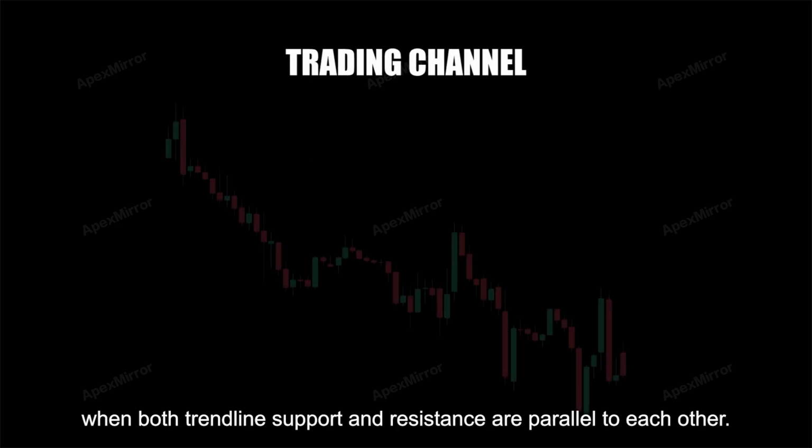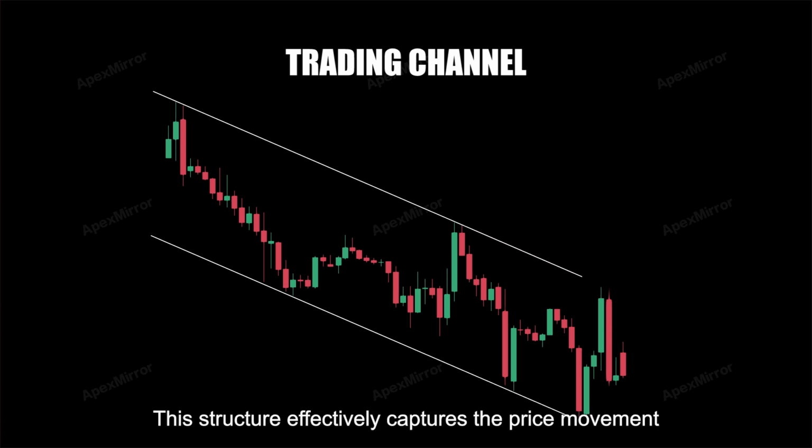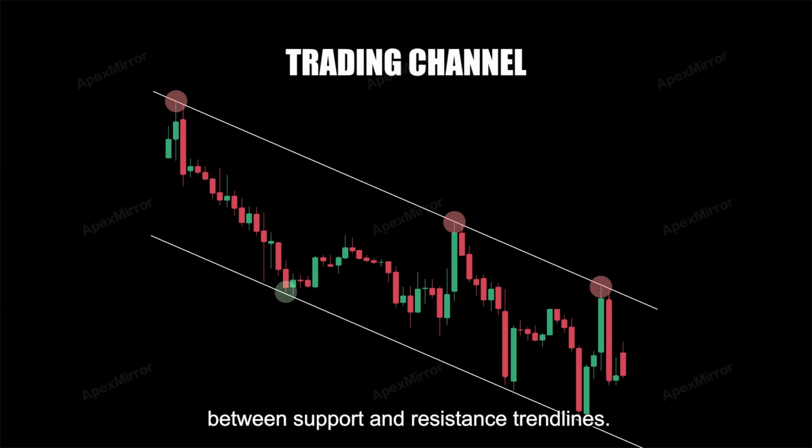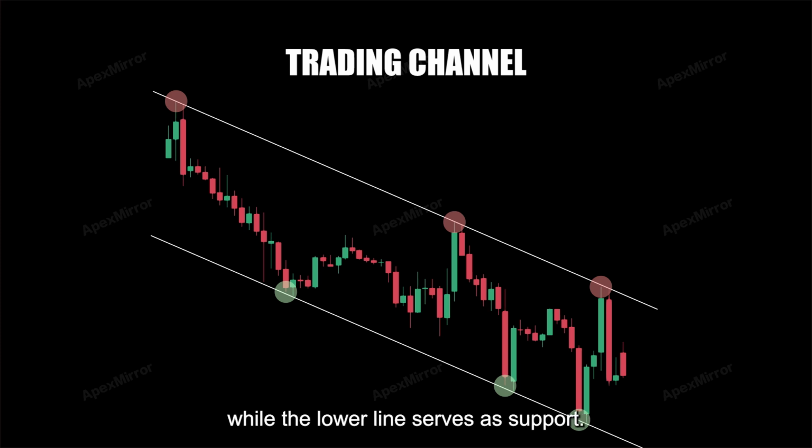Next, let's discuss the concept of a trading channel, formed when both trendline support and resistance are parallel to each other. This structure effectively captures the price movement between support and resistance trend lines. In this scenario, the upper line of the channel acts as resistance, while the lower line serves as support. Traders often find these channels useful for identifying potential trading opportunities, such as buying at the lower trendline support and selling at the upper trendline resistance.